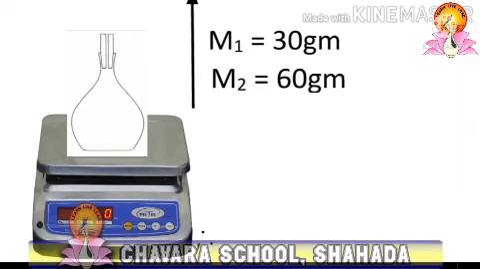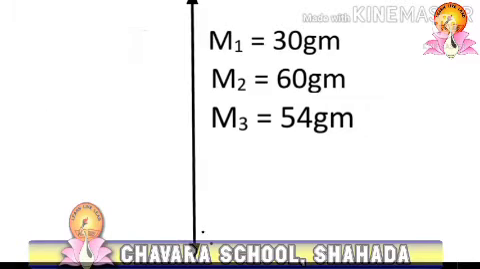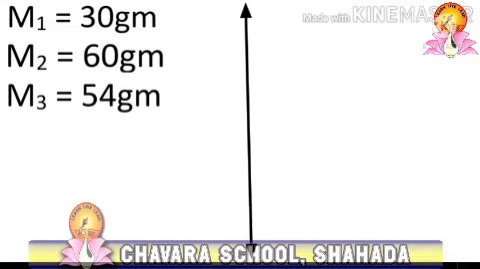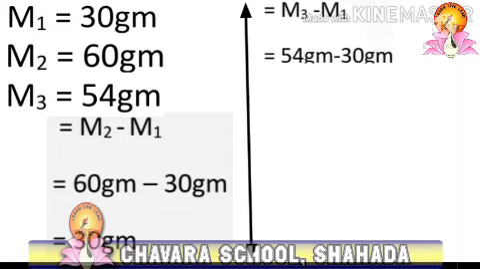Empty the bottle and dry it again. Now fill the bottle with the given liquid. Replace the stopper, wipe the outside of the bottle dry, measure its mass again. Let the mass be M3 gram and it is equal to 54 gram. Now calculate the mass of water, that is M2 minus M1, which is 60 gram minus 30 gram, equal to 30 gram. And mass of a liquid is equal to M3 minus M1, which is 54 gram minus 30 gram, equal to 24 gram.